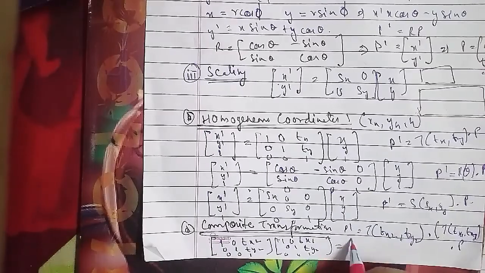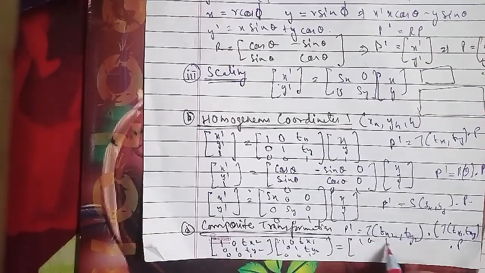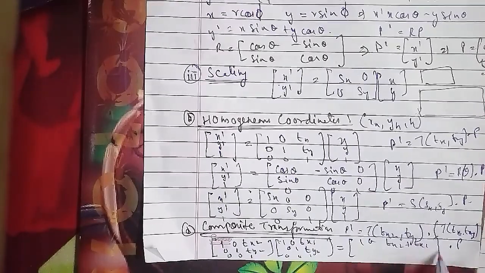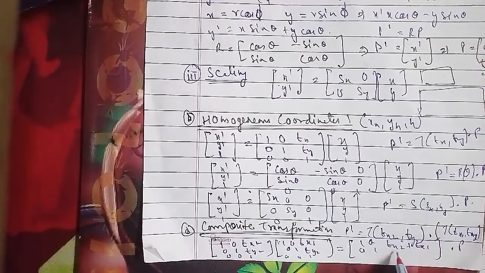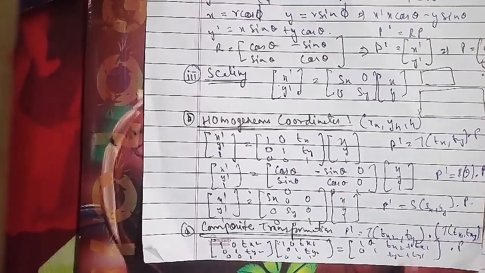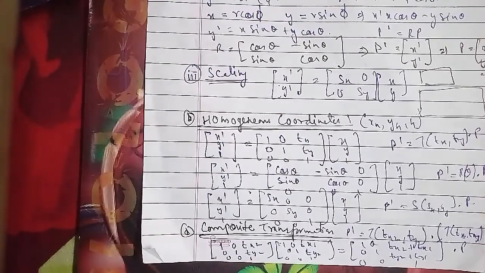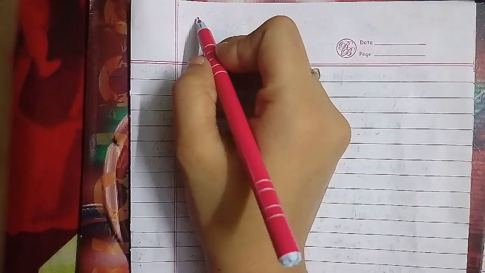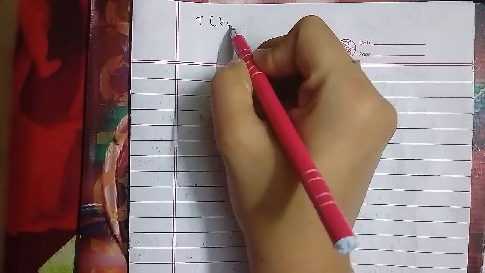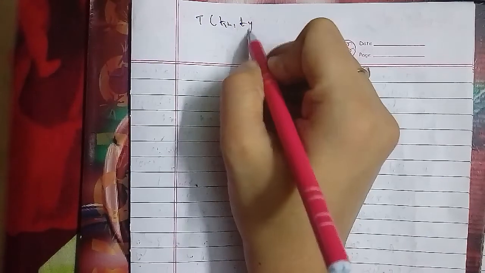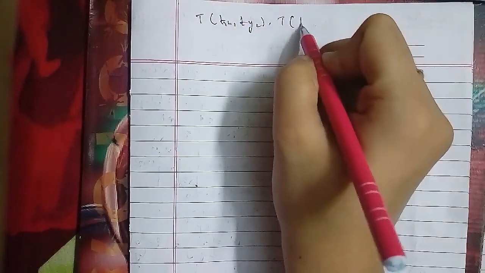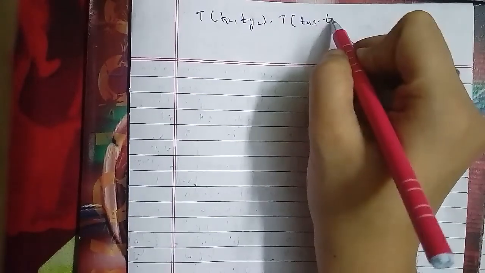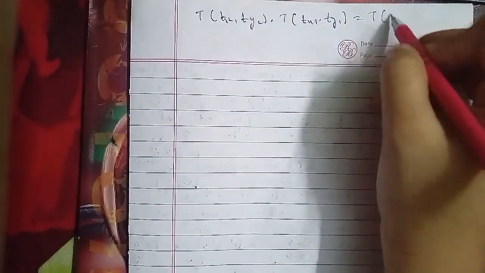Now we'll go ahead to discuss another question: show that the composition of two rotations is additive by concatenating the matrix representations of R(θ1) and R(θ2) to obtain R(θ1) · R(θ2), which gives R(θ1 + θ2). Let's discuss it. What we have to obtain is R(θ1) · R(θ2) = R(θ1 + θ2).